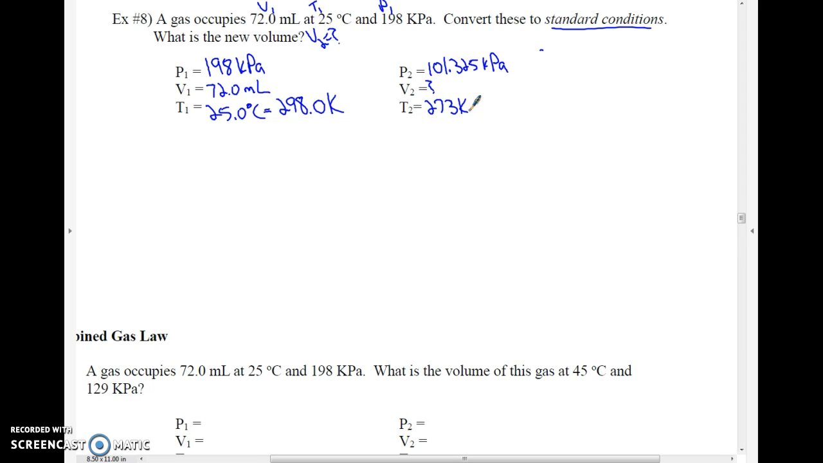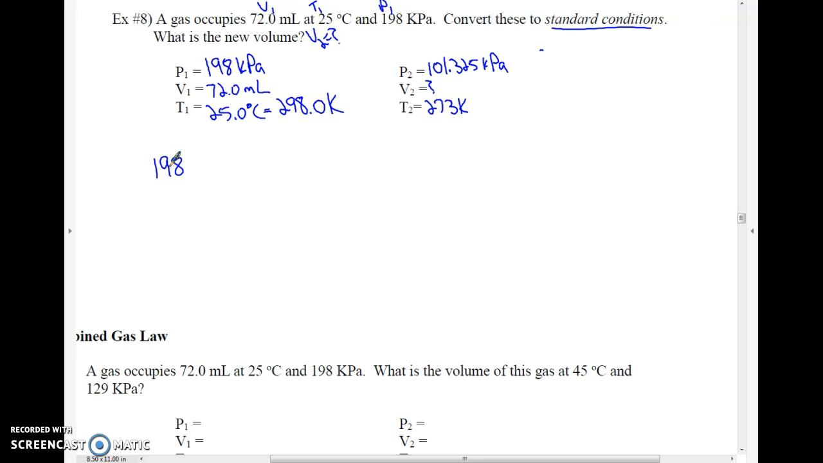So now when I have all this stuff written out, I see I have 2 pressures, 2 temperatures, 1 volume given, and I'm solving for another volume. The only way we can get all that is using the combined gas law. P1V1 over T1 equals P2V2 over T2. So I can start plugging these numbers into the equation.